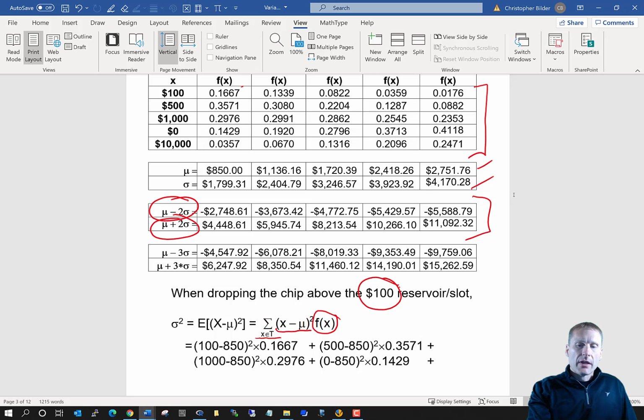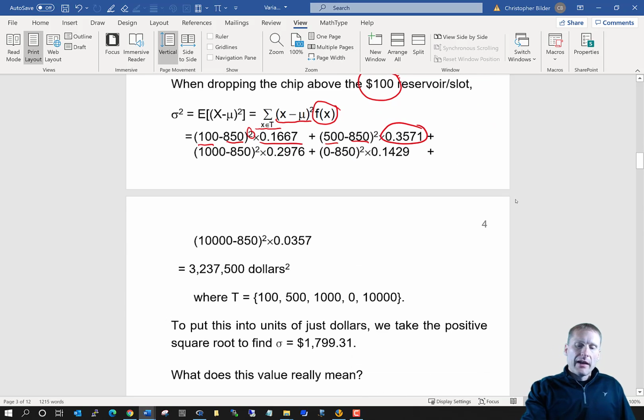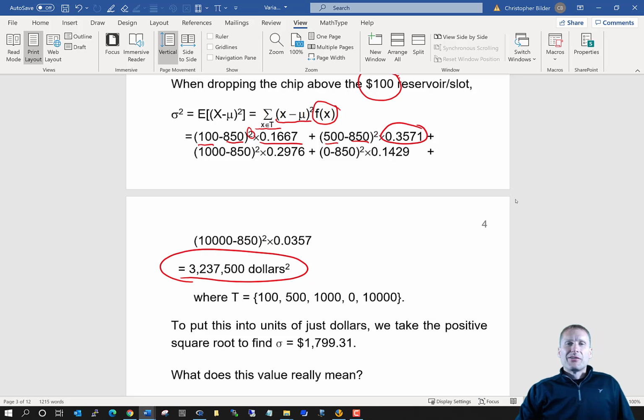So, what's the probability that you get 100? 0.1667. So I take 100 minus 850, which was the mean that we've calculated before. I square it times the corresponding probability. Now for 500, I take 500 minus the mean, 850, square it, weight it by the corresponding probability. I do that throughout for all possible winnings, sum them up, and I get $3,237,500 squared.